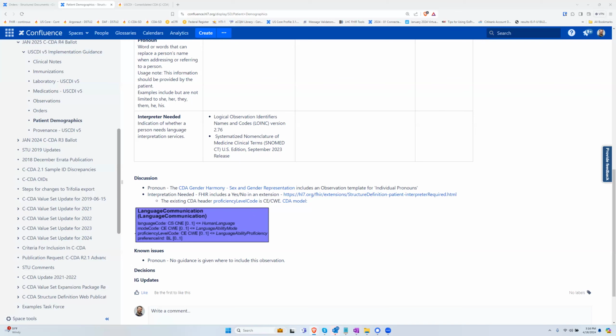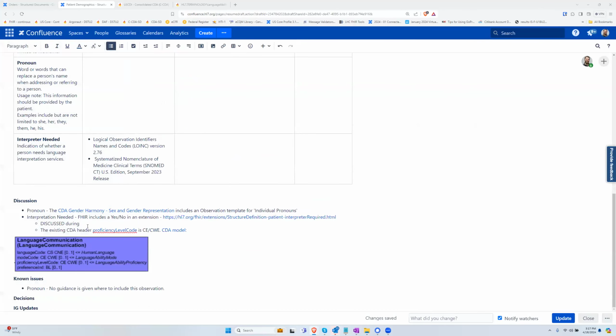I'll be a little disappointed if this gets finalized in USCDI V5 as a Boolean flag. I'm really hoping that we can get away with using the existing structure in CDA with language communication and proficiency code to say, oh, the patient is fluent in Spanish, but not English. And then the receiver can use that information, which is more information than they're given with a Boolean flag, to decide for themselves: does the patient need an interpreter or not at our location?